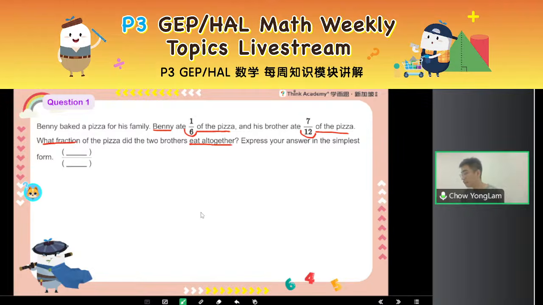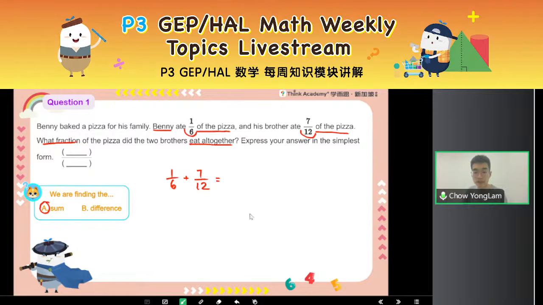Now, what is the question actually asking for? Fraction all together. Are we finding the sum or the difference? Answer A or B? That's right. We are actually finding the sum. Very good. So we are adding the fractions up. So we have 1 over 6 plus 7 over 12. So we just need to find out what is the sum of these two fractions.